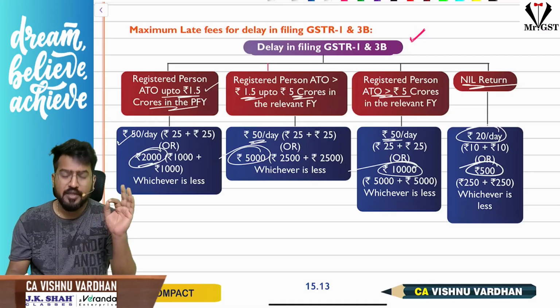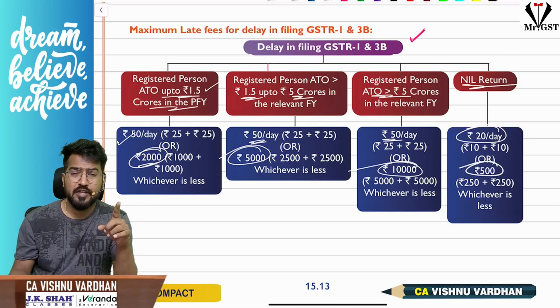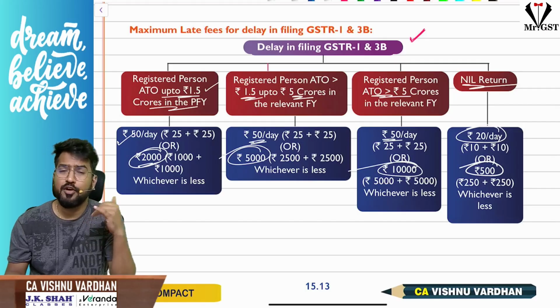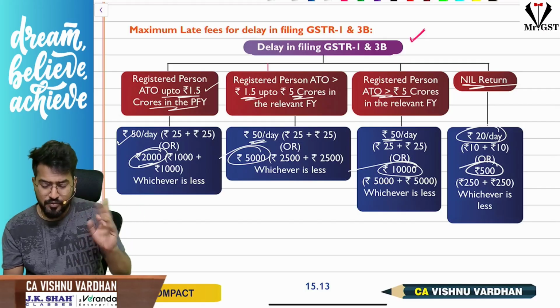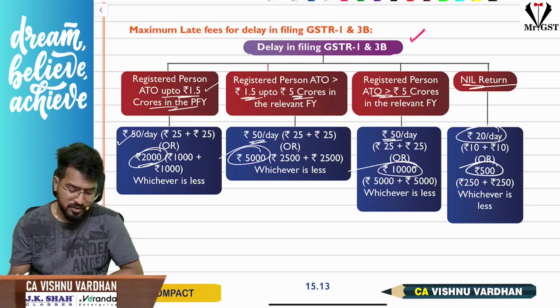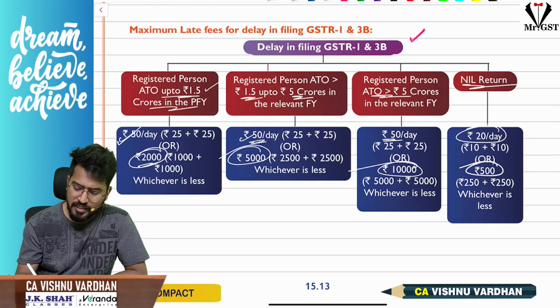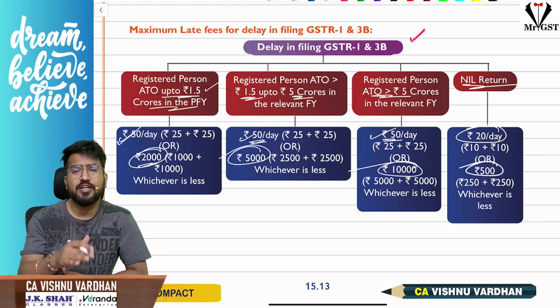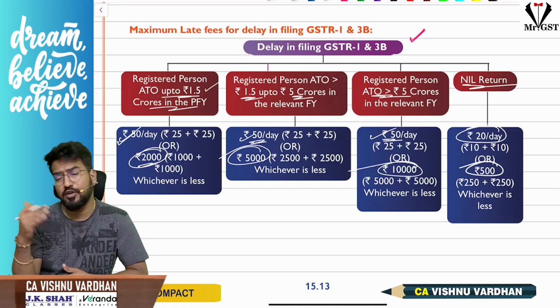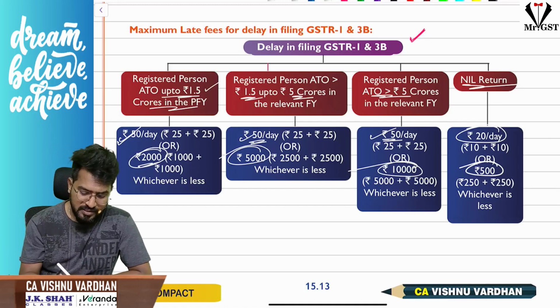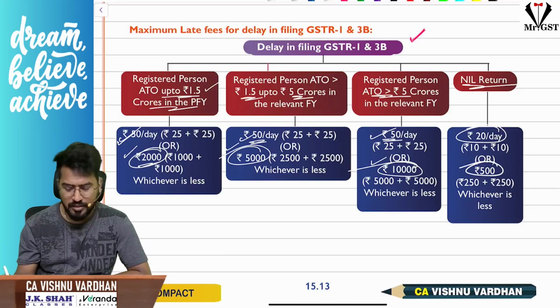So I repeat, daily late fees if nil return 20 rupees per day or 500, whichever is less. Okay, 20 rupees means 10 plus 10, 500 means 250 plus 250. Here also 50 rupees per day. Daily limits are same, no matter your aggregate turnover is 0 to 1.5, 1.5 to 5 crore or greater than 5 crore. But maximum late fees is changing, 2000, 5000 and 10,000.